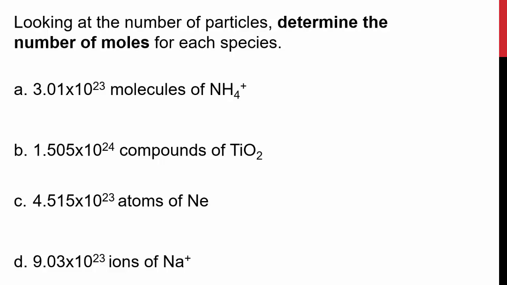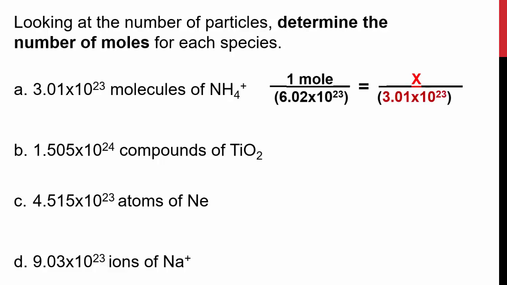Now in this example, we're taking the number of particles that we have and we're determining the amount of moles. This is not hard. We just did this, okay? So we do know, for the first example, we have some crazy number of molecules of ammonium ions. So why don't we start with the standard?